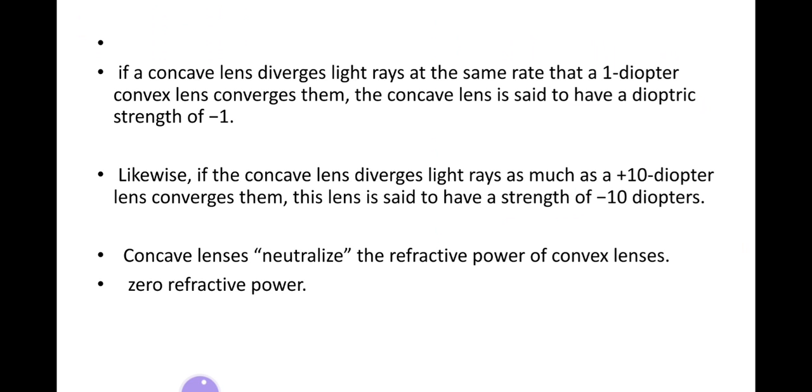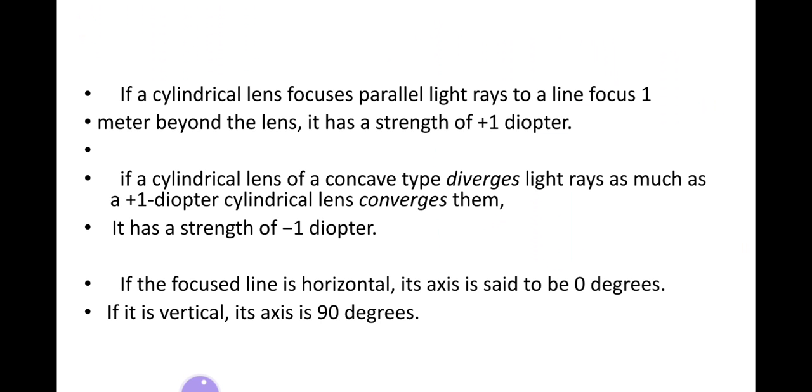Thus, placing the one diopter concave lens immediately in front of a one diopter convex lens will neutralize the refractive power of that lens. So we will get the refractive power equal to 0. Now, we will study the cylindrical lens.